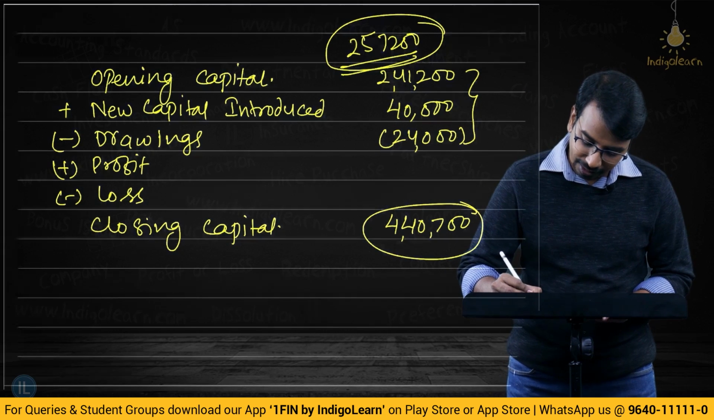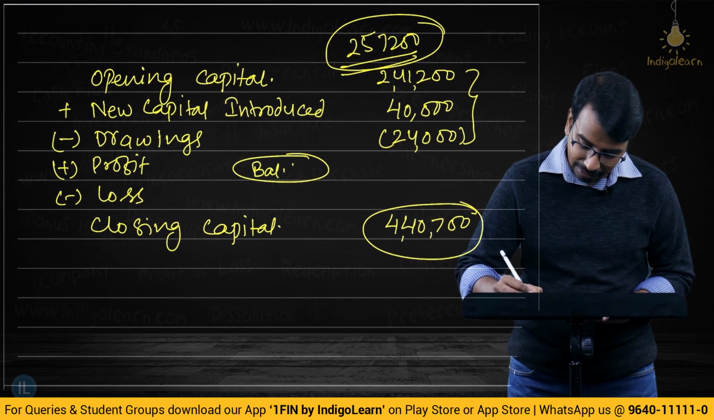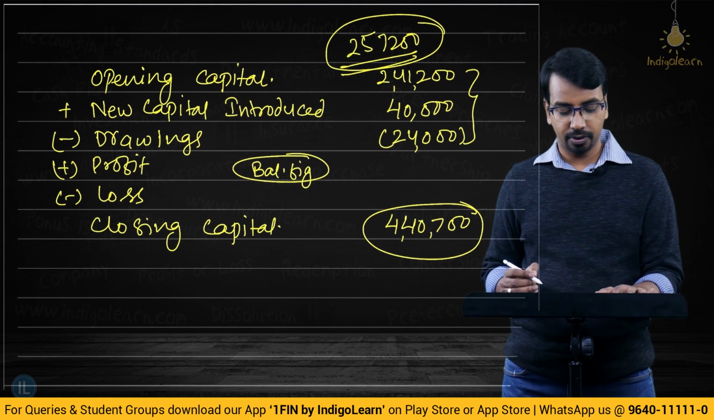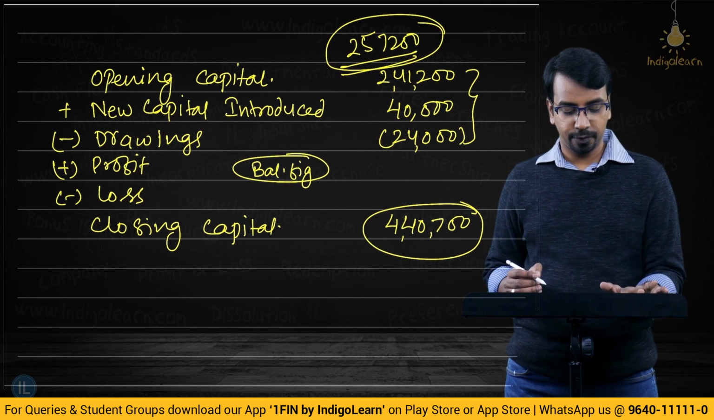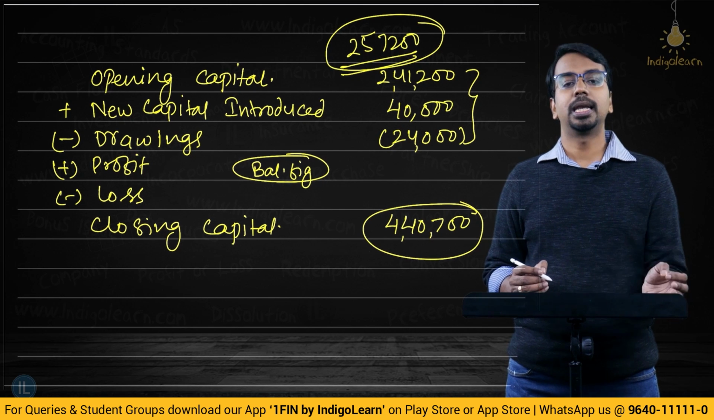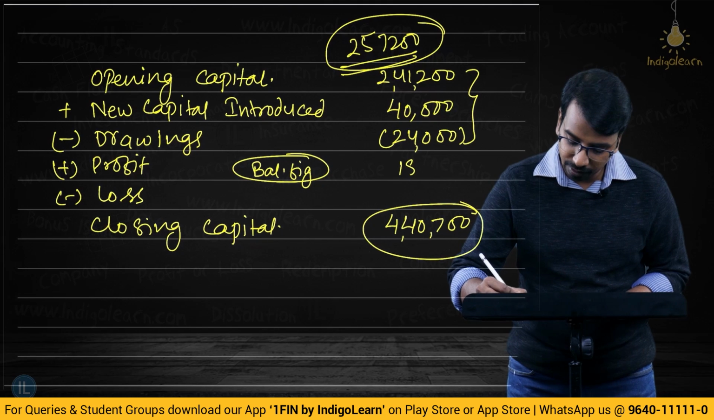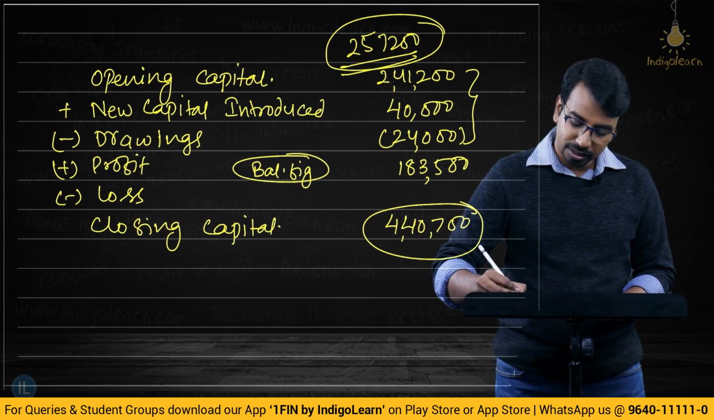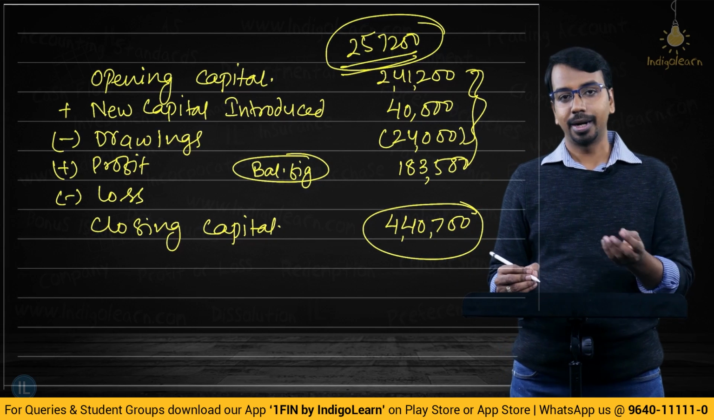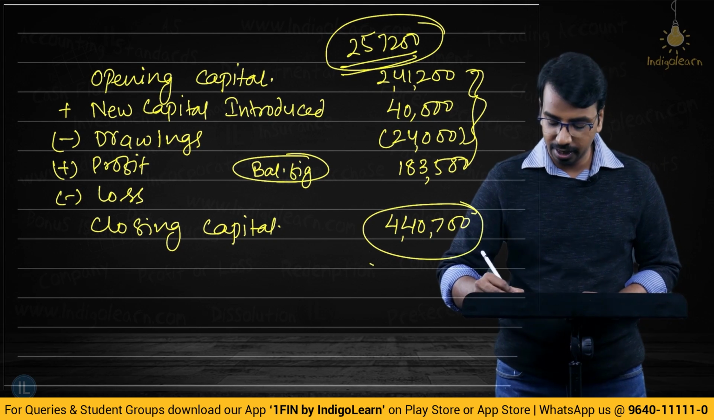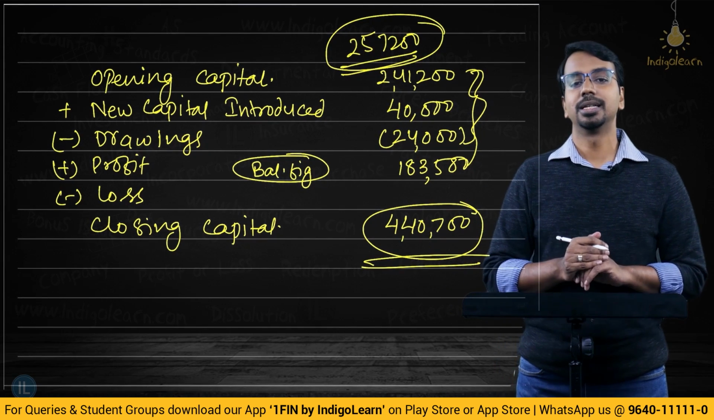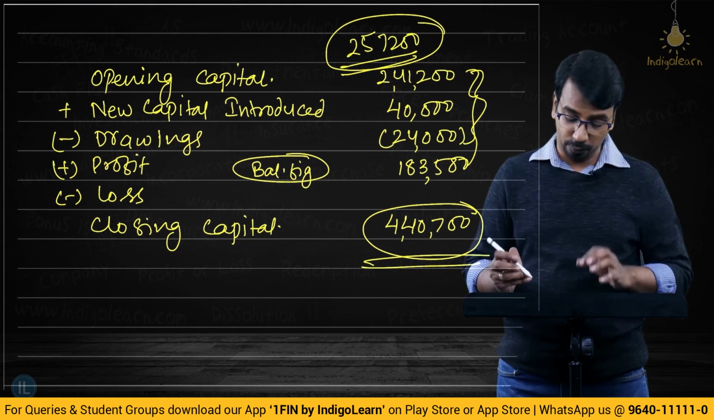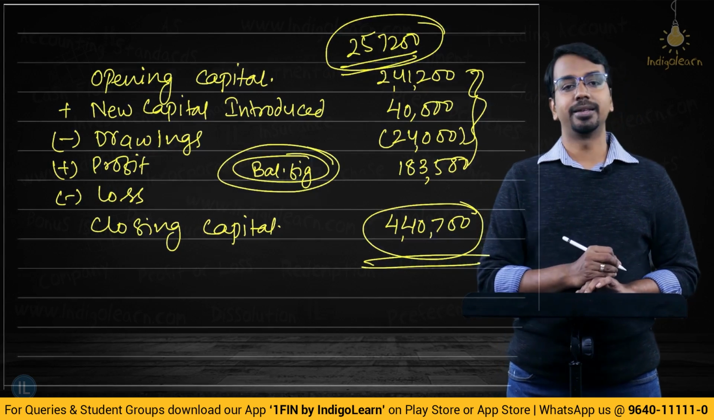Or you can also see here this profit becomes your balancing figure. So, 4,40,700 minus 257,200, 1,83,500, that becomes your profit, 183,500, because 257,200 plus 1,83,500 gives you 4,40,700. By preparing this statement also, you can figure out the profit, where your profit is your balancing figure.